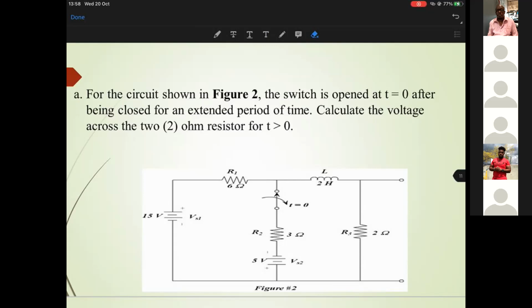It's not a technical question. I said with the switch closed, describe the circuit. I didn't ask you anything about steady state or anything like that. Just describe the circuit before you.